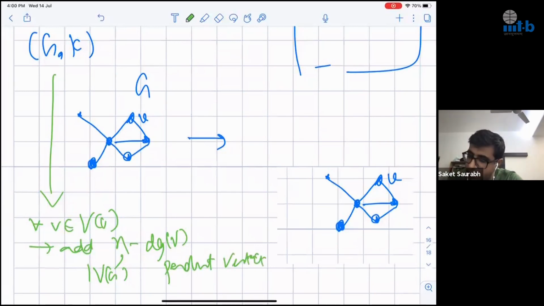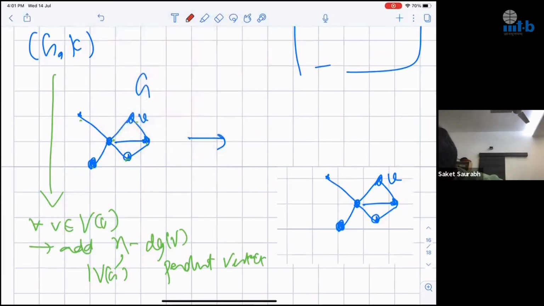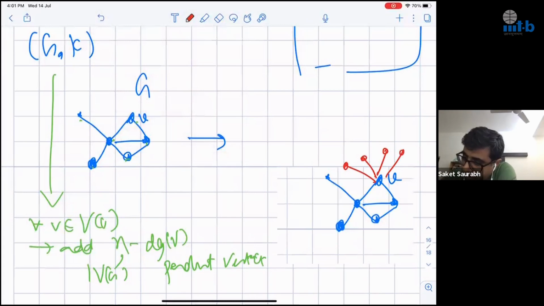So how many vertices do we have in this graph? 1, 2, 3, 4, 5, 6. And the degree of V is 2. So how many vertices should we add as pendants? We will add 4 pendant vertices: 1, 2, 3, 4. For this one also we will add 4.